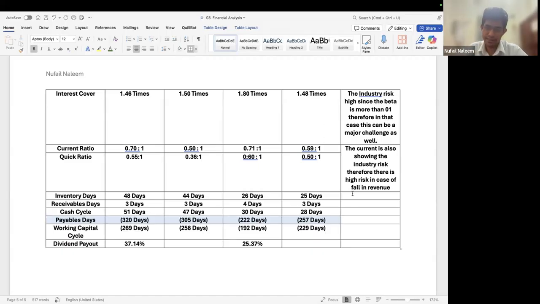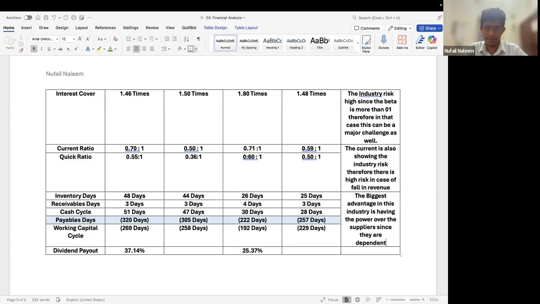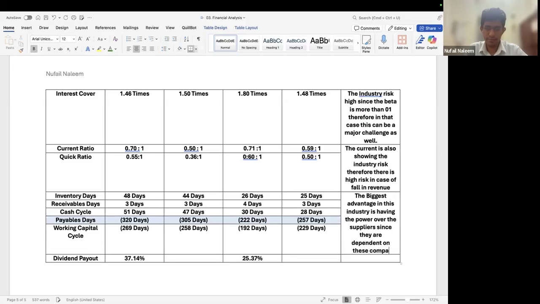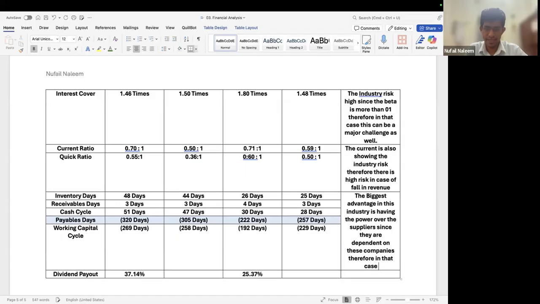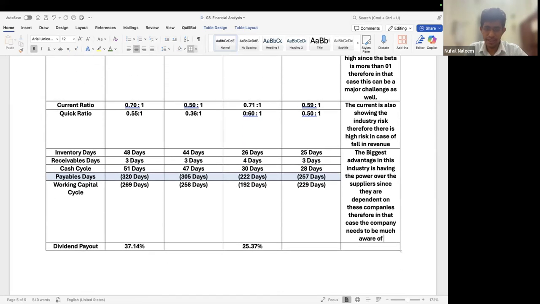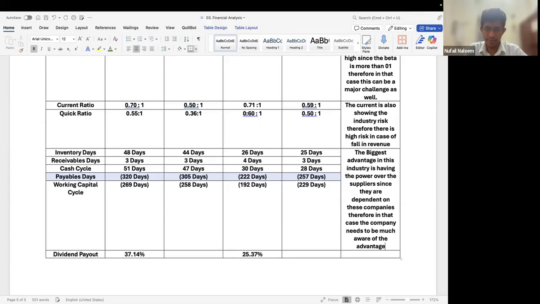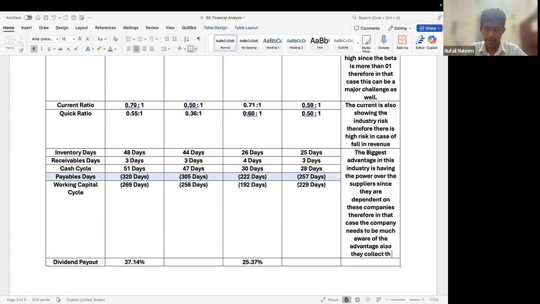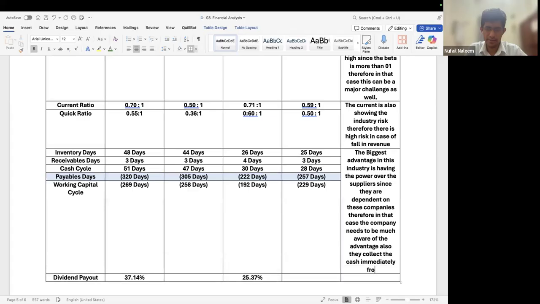So students, I'll just write down in this case, I'll correlate it so that it will be easier for you all. The biggest advantage in this industry is having power over the supplier, since they are dependent on these companies. Therefore, in that case, the company needs to be much aware of the advantage. Also, they collect the cash immediately from the clients. Therefore, the risk is low.